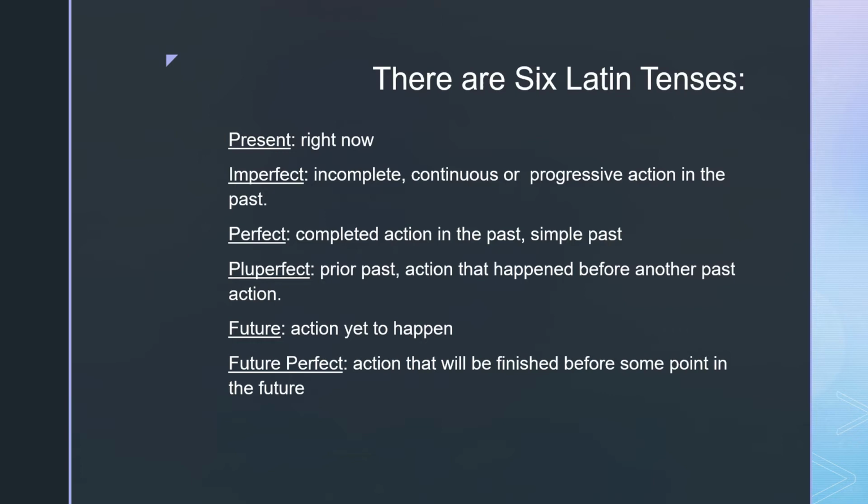And now we have the pluperfect tense, which is also a past tense. But this is sometimes referred to in English as the prior past. And this is action that happened before or prior to another action in the past. And it's actually the easiest to translate because there's only one way to translate it. And then you have the future and the future perfect, which we will get to later, way down the road, not today.